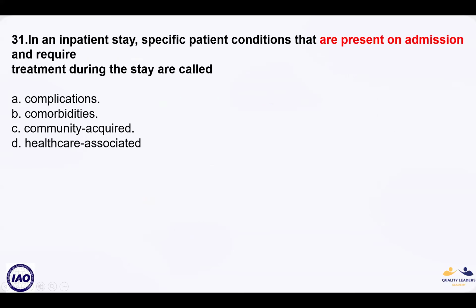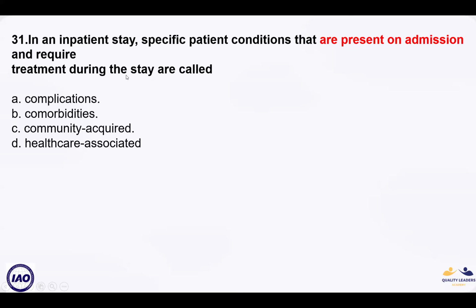Now, in an inpatient stay, specific patient conditions that are present on admission and require treatment during the stay are called. So here it's asking, what is the specific medical term for patient conditions that were already present at the time of admission, but which require treatment during the hospital stay? Is it complications? Is it comorbidities? Is it community acquired, or is it healthcare associated? Remember, the key is present on admission and requires the treatment.